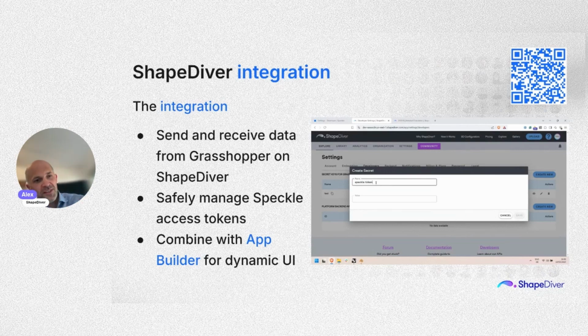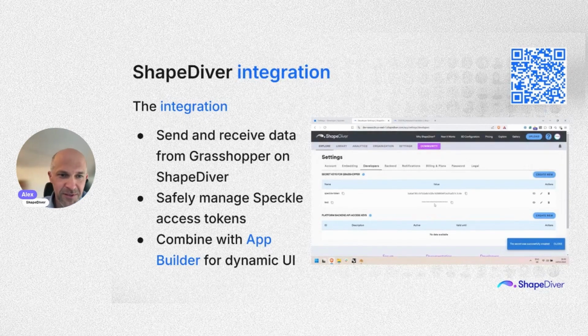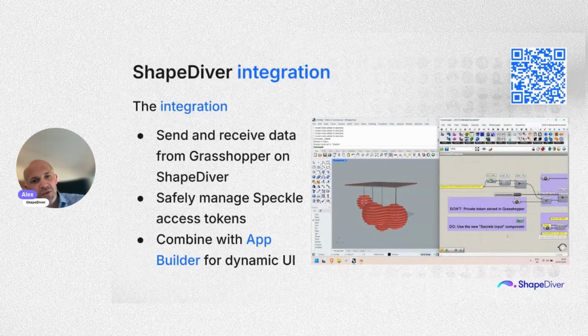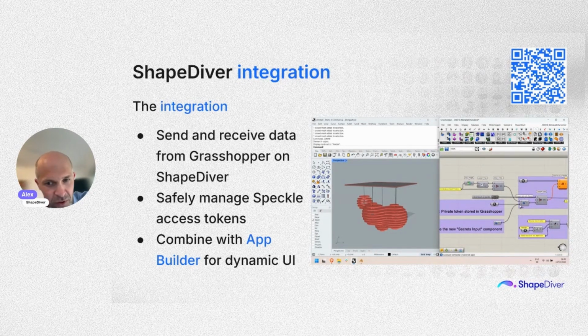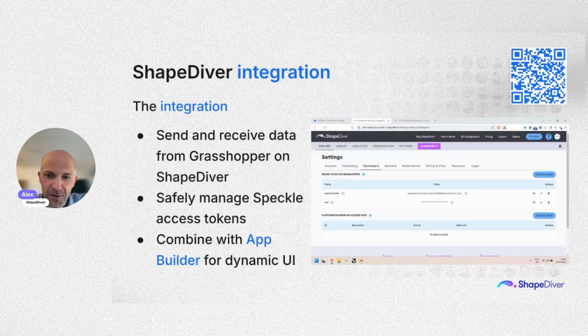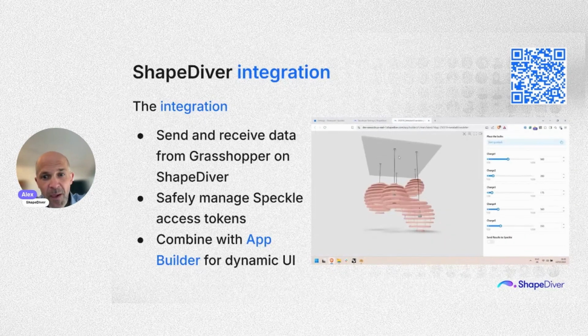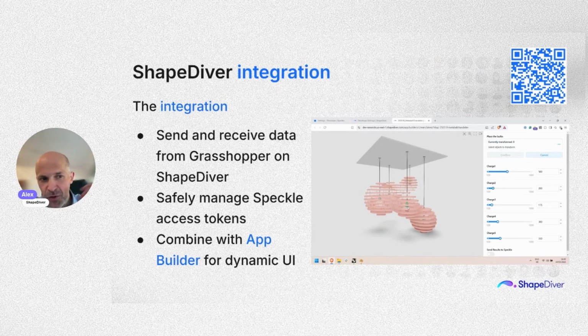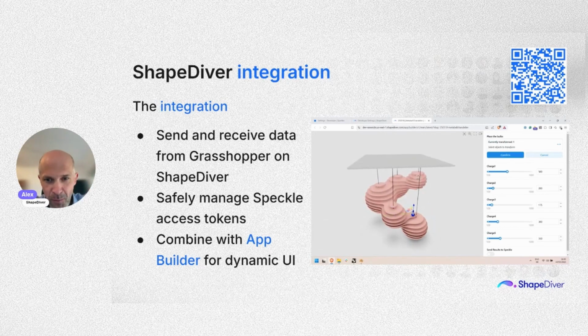If you want to use this integration, the call to action is to head over to the link you see in the QR code to find the documentation about how to do this in our help center. You can download example models. One of the things you will need to do is create a Speckle access token for your account, and the permissions you need to give to it are documented in the help center. You can safely share this access token with your Grasshopper model, so you don't need to actually bake it into the Grasshopper models.